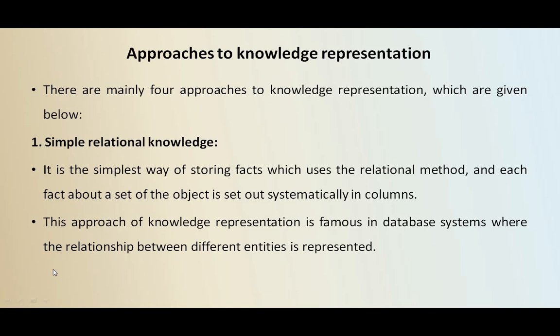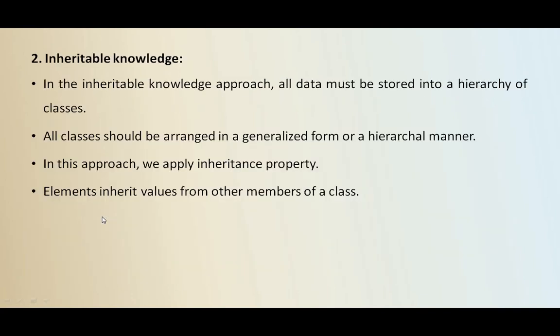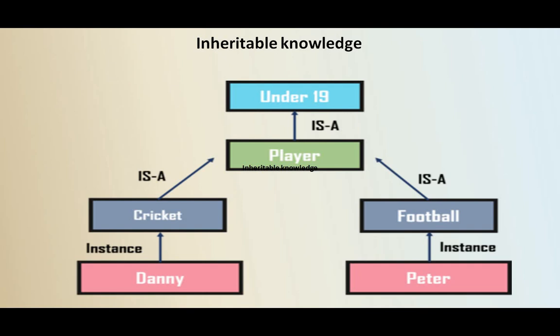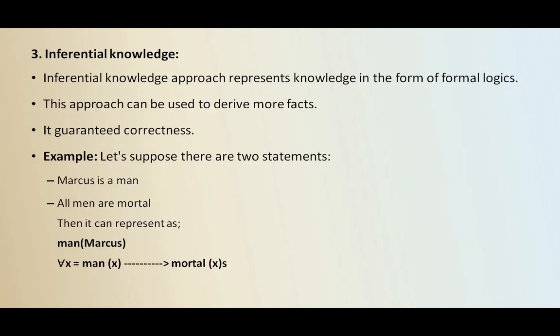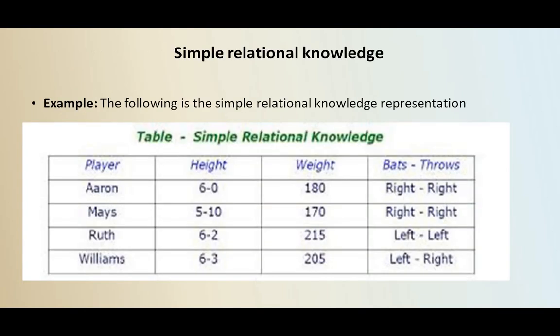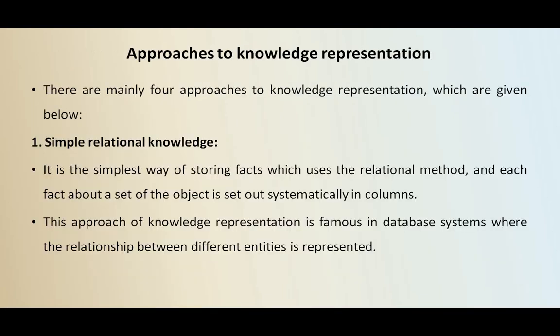These approaches are normally divided into four different types of knowledge representation. The very first one is simple relational knowledge, the second one is inheritable knowledge, then inferential knowledge, and procedural knowledge. These are the four different types of knowledge. We will see them one by one. The very first one is simple relational knowledge.